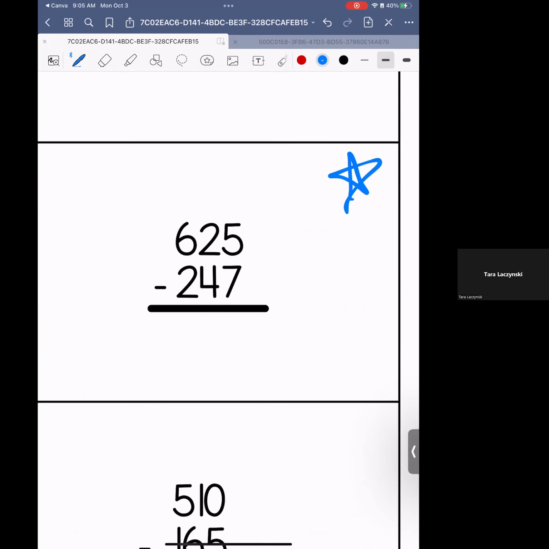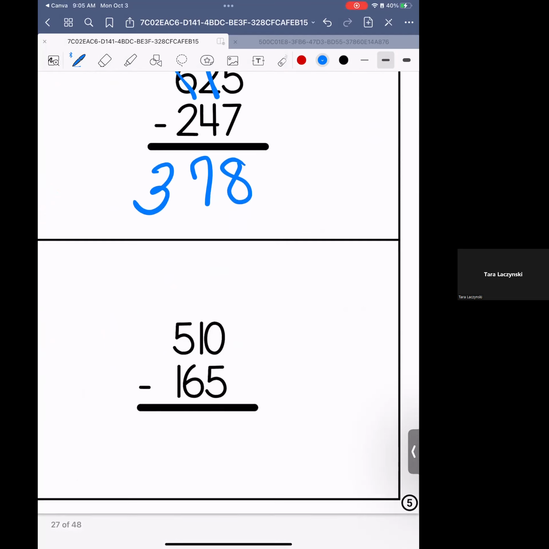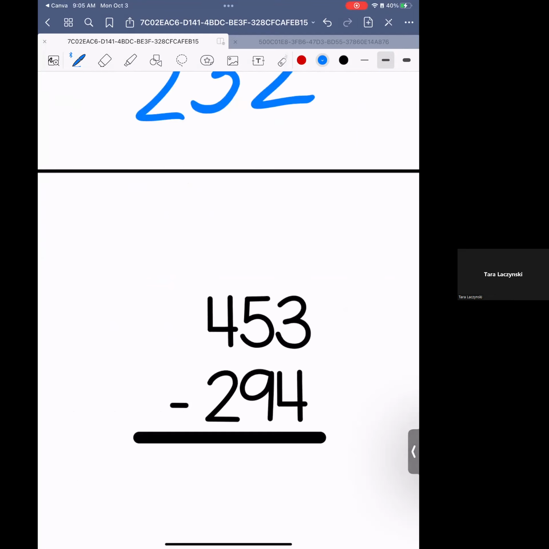Another super stretch with a double borrow. I go next door. 15 take away 7 is 8. If I have 1, I cannot give you 4. I go next door. 11 take away 4 is 7. 5 take away 2 is 3. 378. 2 more.